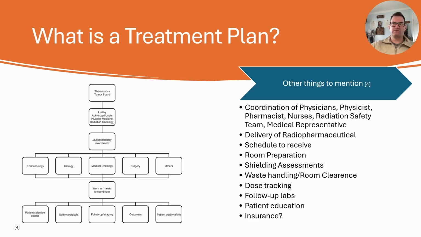A treatment plan consists of a theranostic tumor board. It's led by authorized users such as the people in nuclear medicine and radiation oncology. It's got the surgeons, the medical oncology, urology, and endocrinology units.